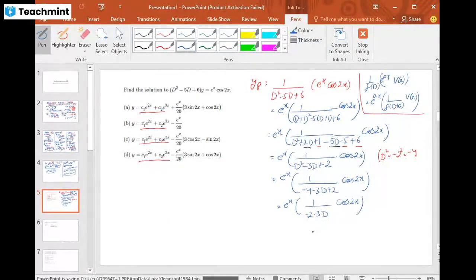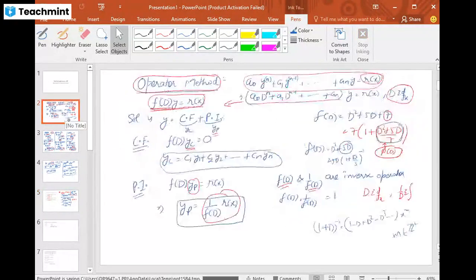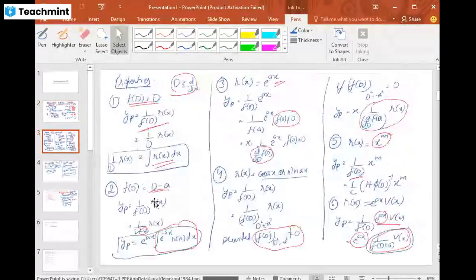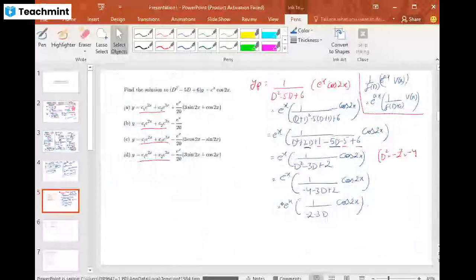So now there are two ways to solve this one, because it is like a linear factor. If I take minus 3 common, then it is of the form D minus a or D plus a. So we have a property that 1 upon D minus a, R(x), is equal to e power ax integral e power minus ax times R(x) dx. This is one of the ways, but it is a bit lengthy.